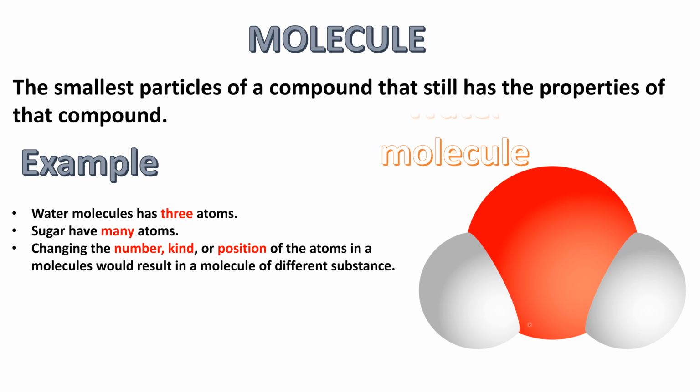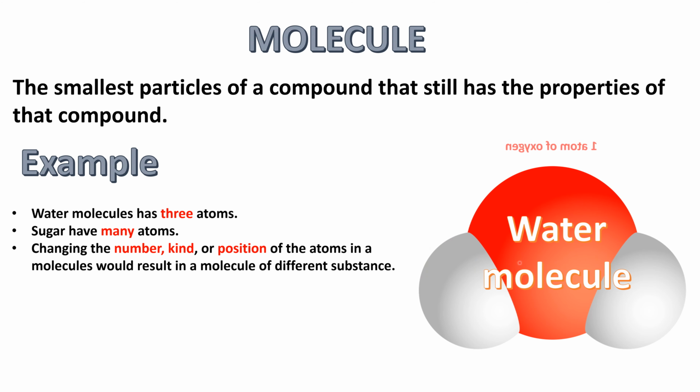Here are water molecules. It contains 1 atom of oxygen and 2 atoms of hydrogen. Water molecules, H2O, contain 2 atoms of hydrogen: this 1 atom of hydrogen and the second atom of hydrogen, and only 1 atom of oxygen. This is a water molecule. A water molecule has 3 atoms: 1, 2, 3 atoms.